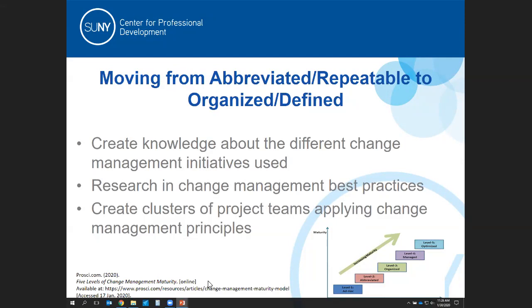So you could almost take the isolated projects that you had targeted in level 2 and then create a cluster of a project team to apply the change management principles to specific projects. So now you not only have a group of projects to apply the changes to, you're beginning a center of excellence with your project teams to apply those same changes.